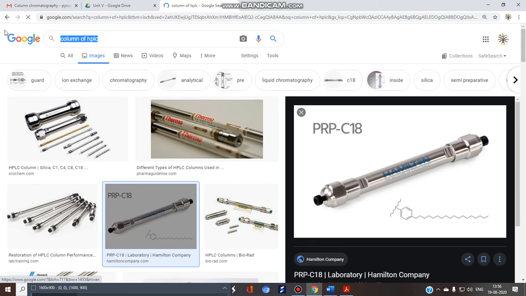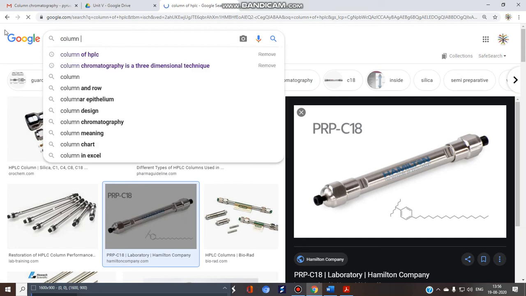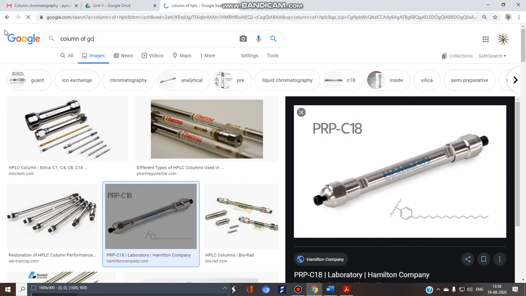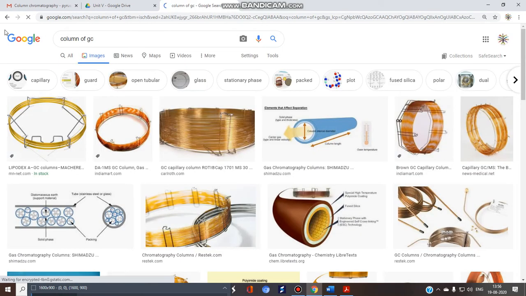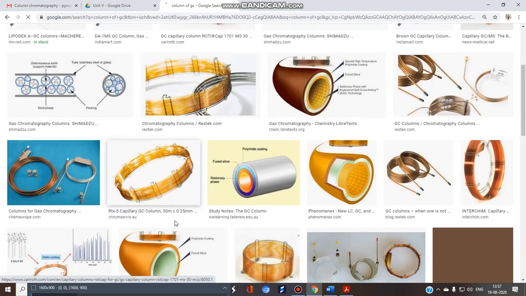Let me type again, column of GC, you can clearly see for yourself. I am writing in Google Images. Wait a second, column of GC. Okay, let's see. Yes, these are the special type of column that we are using in gas chromatography, coil shaped. Look at this shape, this is the coil shape, and there is a reason behind using this type of column in GC, because in GC we are using a gas as the carrier, as the mobile phase. So it will increase the retention time of the components to be separated. So this is the advantage of the GC columns.